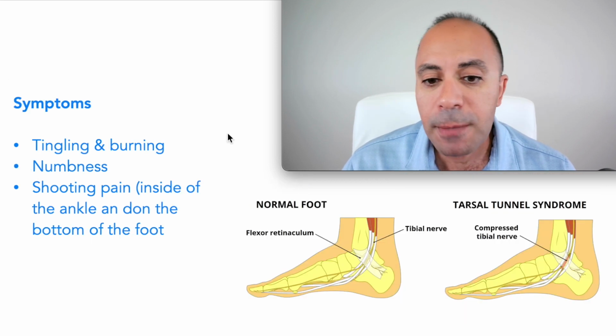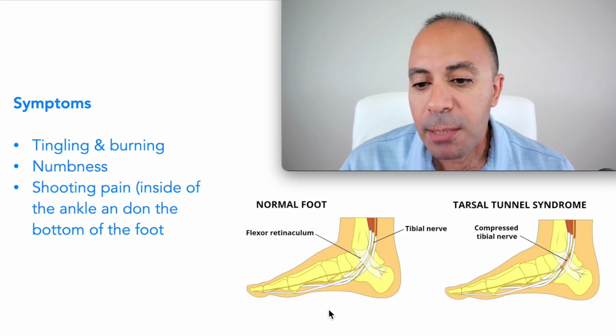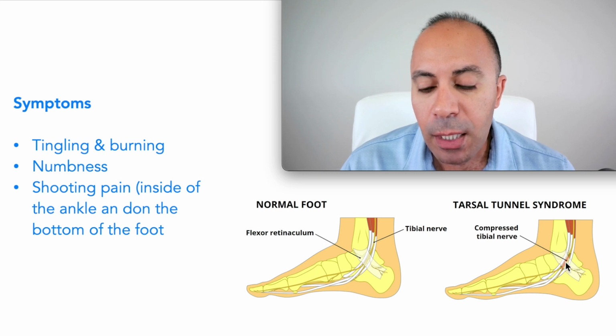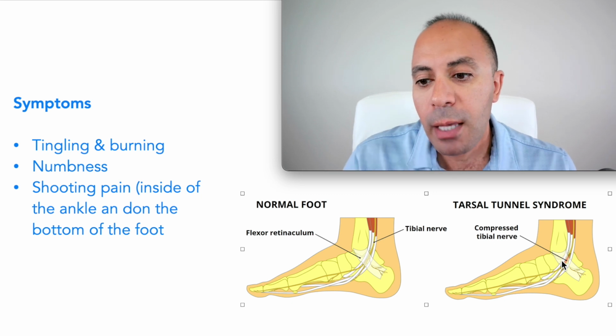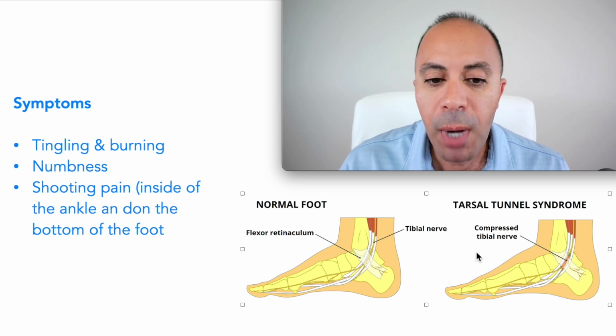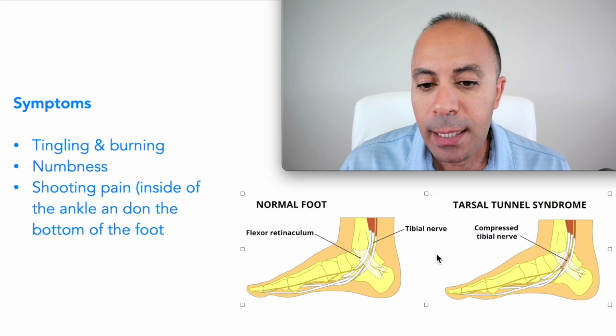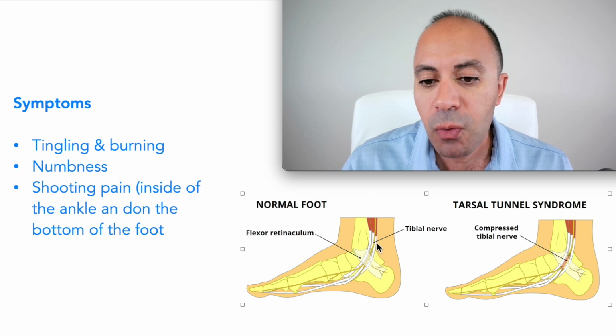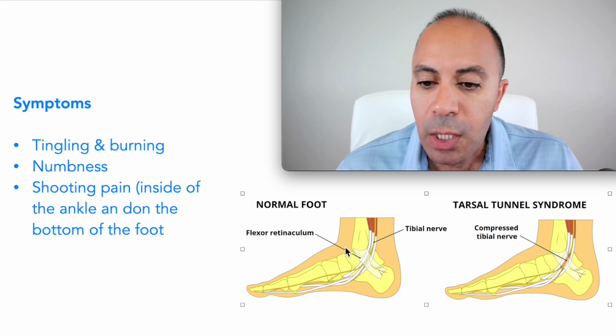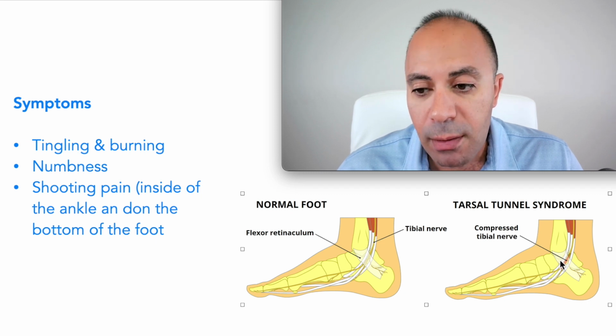So symptoms: you might experience numbness and tingling, shooting pain inside your ankle, and you will also feel it on the bottom of your foot, along with tingling. As you can see, the difference between normal tissue here and the tarsal tunnel is that there's something compressing here, and usually it's inflammation or scar tissue.